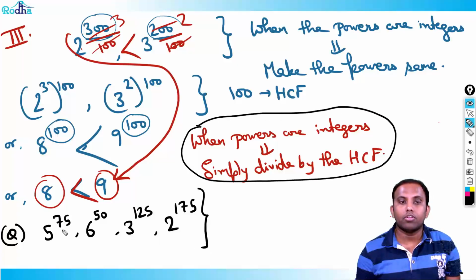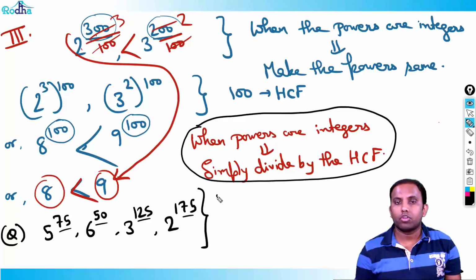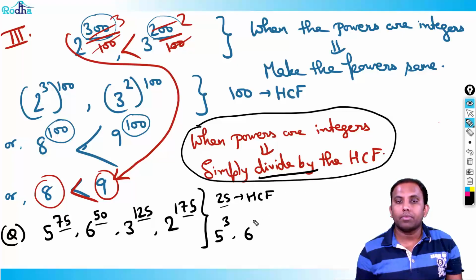So what is the HCF of all the powers? 75, 50, 125, 175. Quite easy to see. 25 is the HCF. Simply divide each term by 25. So it becomes 5 cube, since 75 by 25 is 3. 6 raised to 50: 50 by 25 is 2. 3 raised to 125: 125 by 25 is 5. And 2 raised to 175: 175 by 25 is 7.